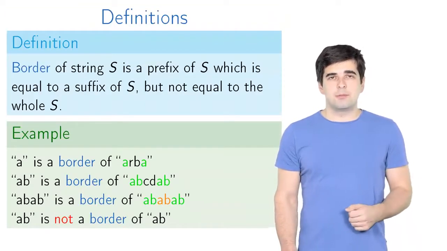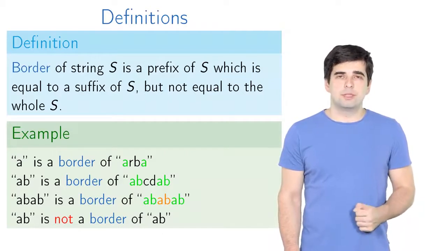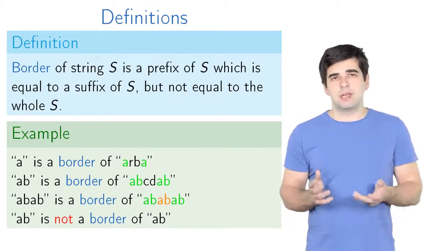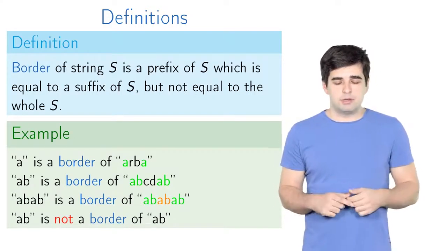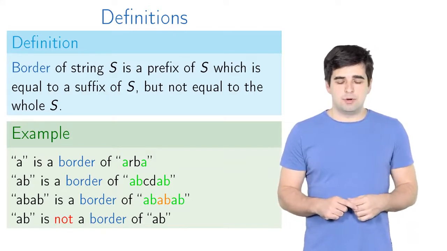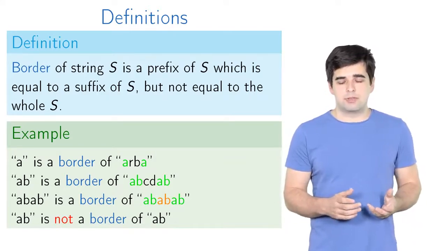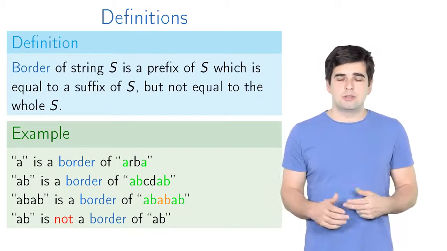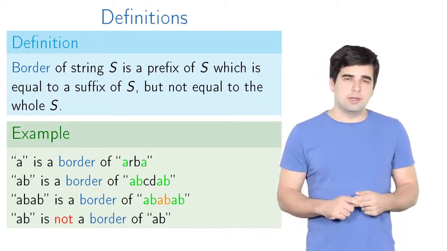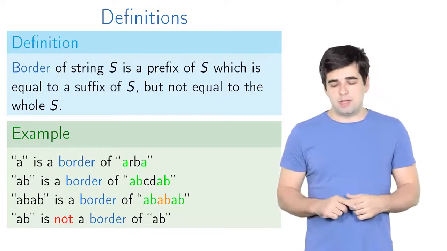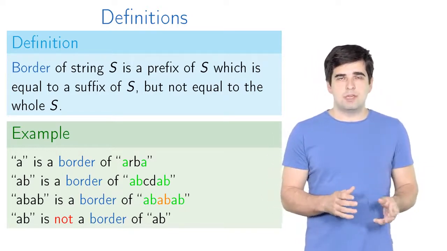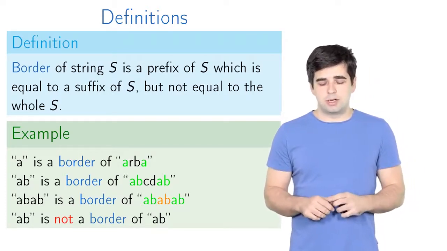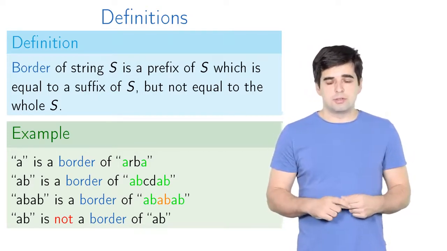To make an algorithm from these observations, we will need a definition of a border. A border of a string is a prefix of the string which is equal to the suffix of the string of the same length. For example, for the string arba, a is a border because the prefix a is equal to the suffix a, and ab is a border of the string abcdab, which we saw in the second example, and abab is a border of ababab. You notice that the prefix abab intersects with the suffix abab, and that is okay; we just mark the fact that they intersect with an orange color.